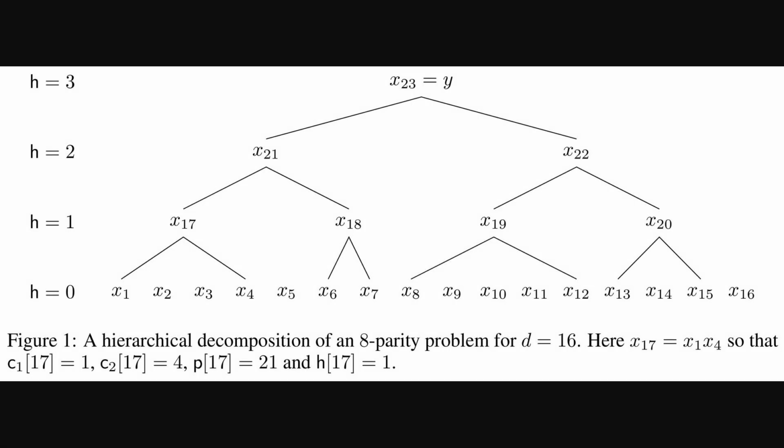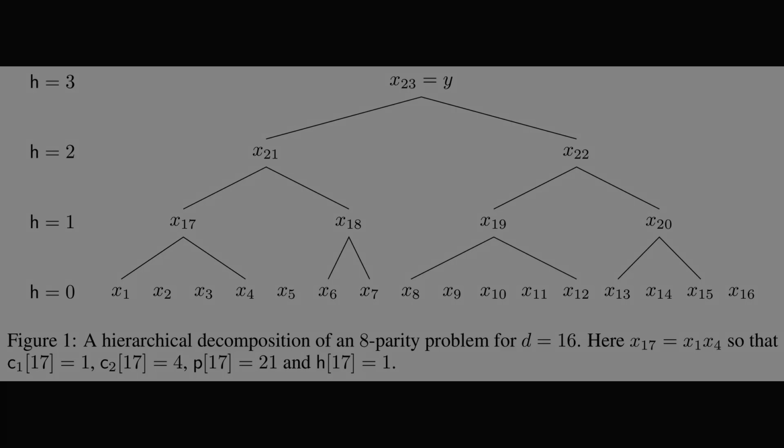So this figure here shows how the K-parity problem itself can be broken down hierarchically. We see an 8-parity example, where the final answer y is computed by combining intermediate parity results from lower levels, all the way down to the input bits. This decomposition is key. It's the structure that the chain of thought approach leverages, enabling the transformer to solve the problem step by step, which is much easier than learning it end to end.